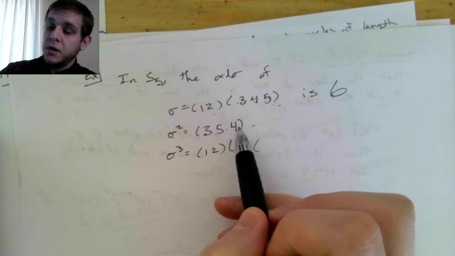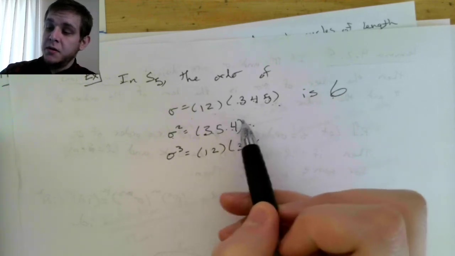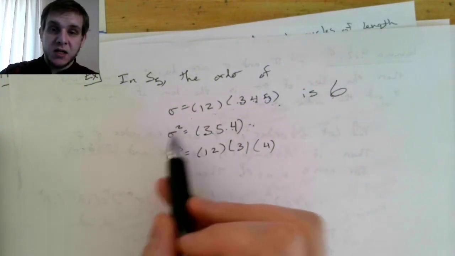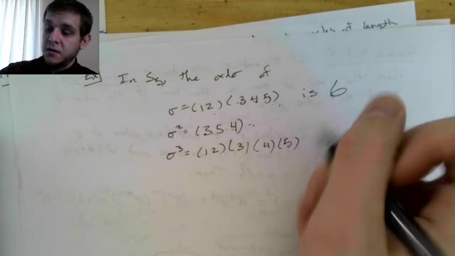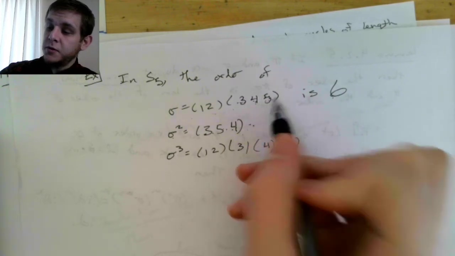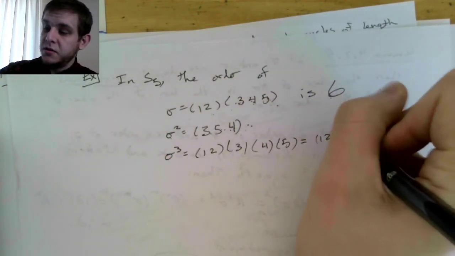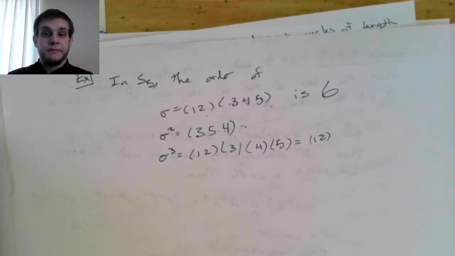4, if I plug it into here, goes to 3, and then 3 goes to 4. So 4 is also fixed. And as you might guess, 5 must be fixed. 5 goes to 4, 4 goes to 5. So sigma cubed is just the (1 2).